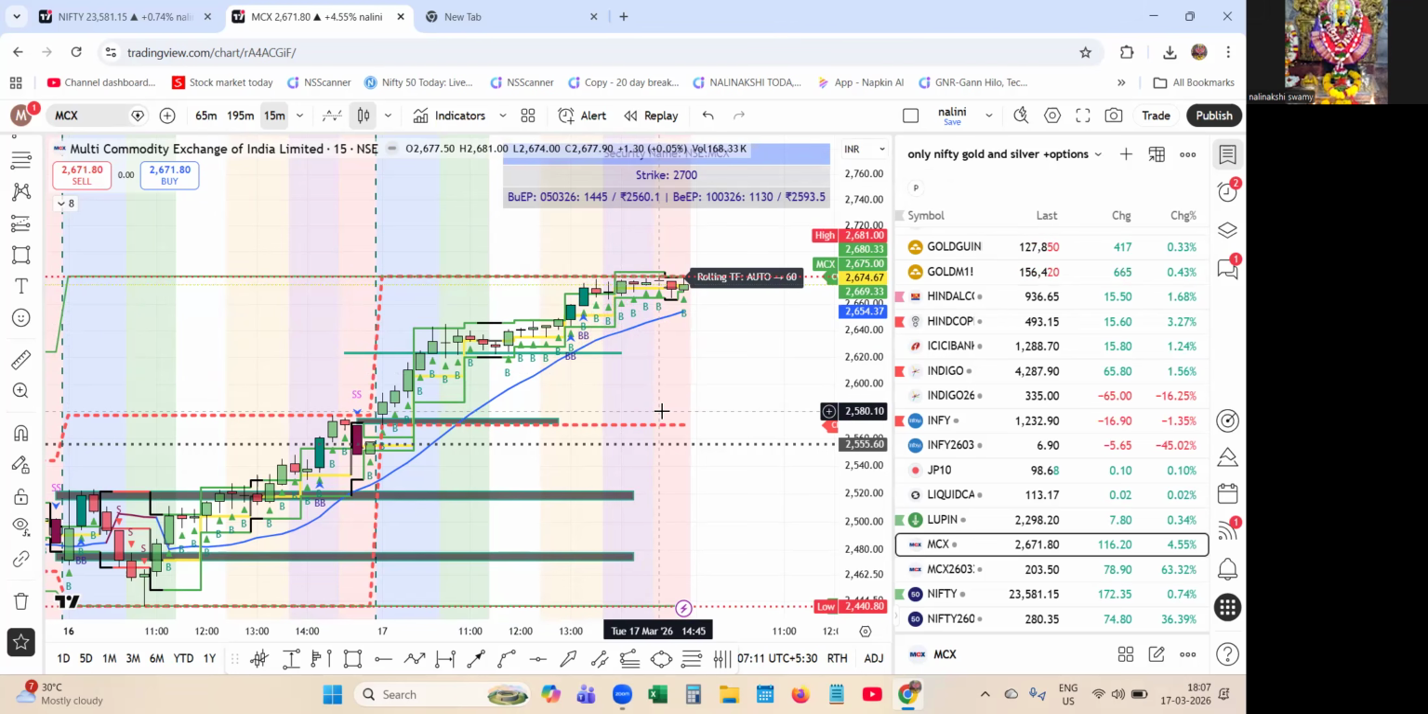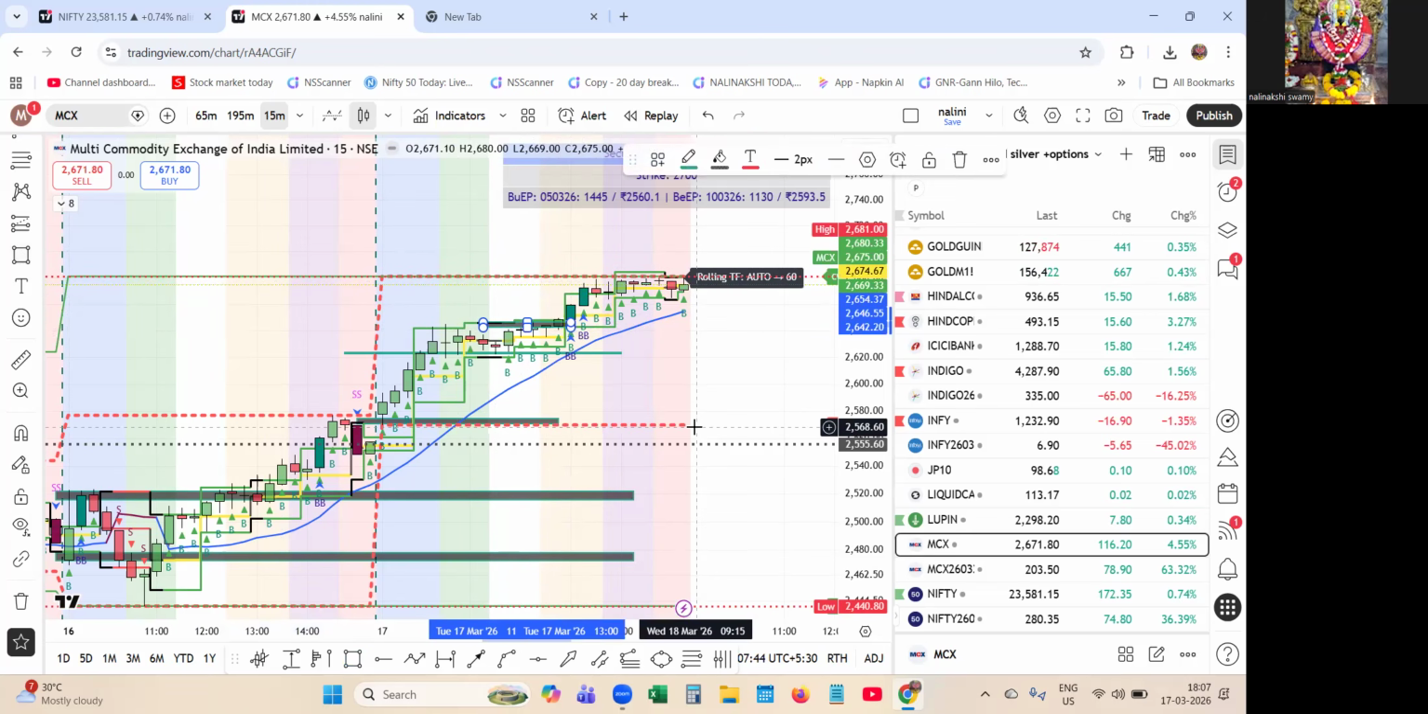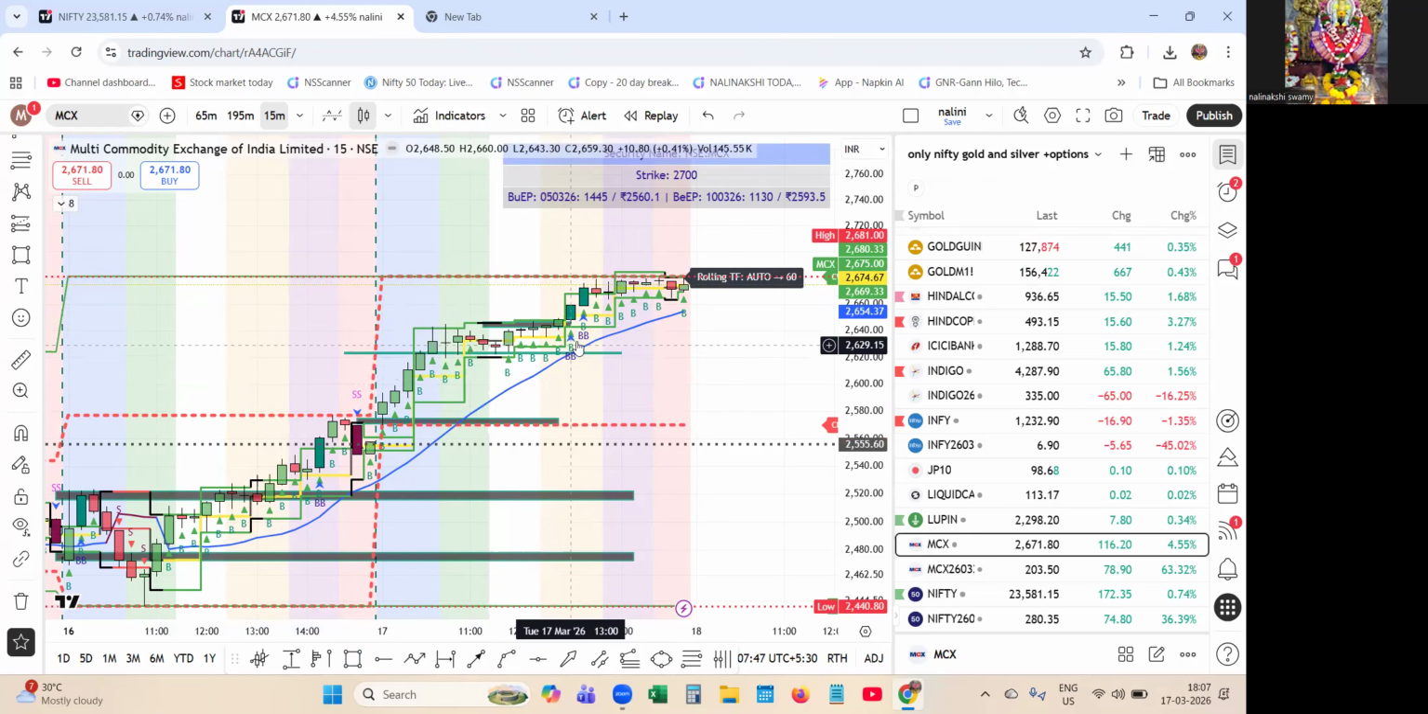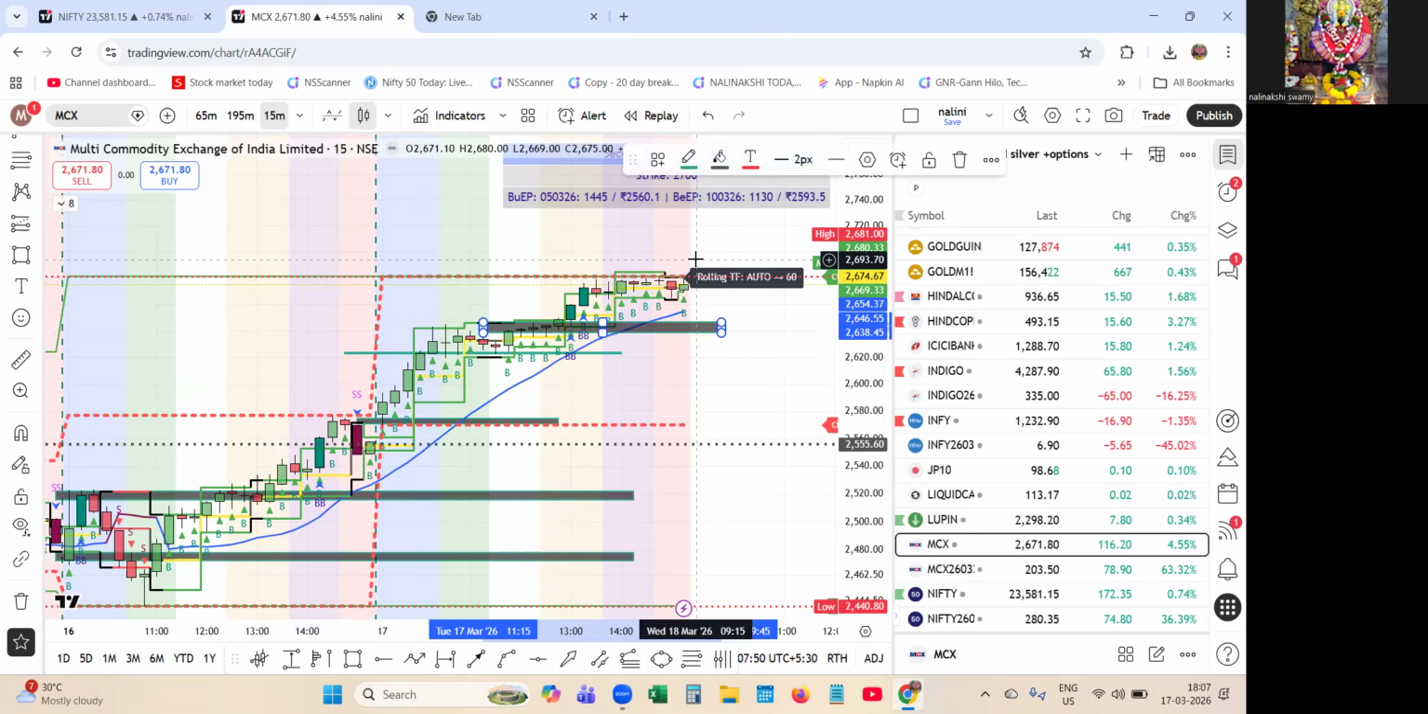You can see this MCX never came down to the range low at all. Here it consolidated after the first hour, 1, 2, 3 hours of consolidation. This is my reference point, and it broke above. On the third hour, this is the 65-minute range. It broke above and the market traded higher.